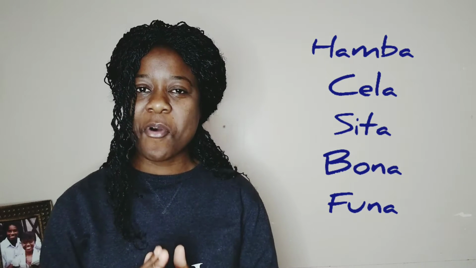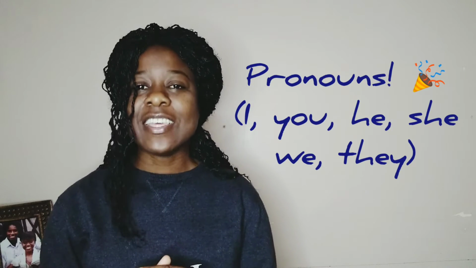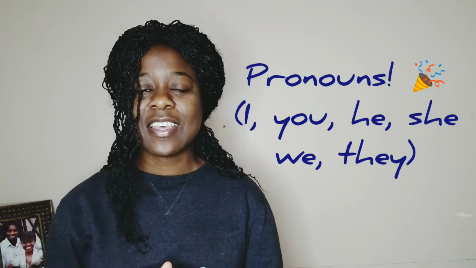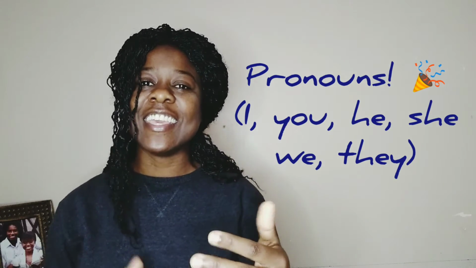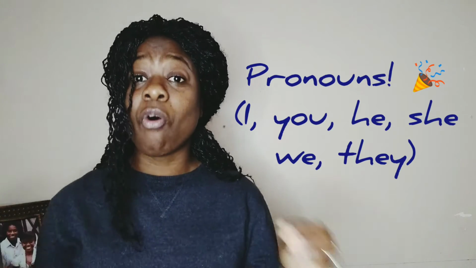Let me teach you a few sentences that you can say using the words that we learned in our first lesson on pronunciation. Do you remember those? Hamba, cela, sita, bona, and funa. And as we make these sentences, I'm going to teach us another aspect of grammar, which is our pronouns. Now in SiSwati, every sentence must have a pronoun. Our pronouns are I, he, she, they, we. Those are always in a sentence in SiSwati, even if you have a noun.